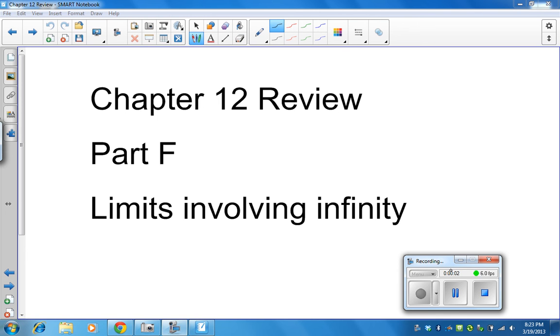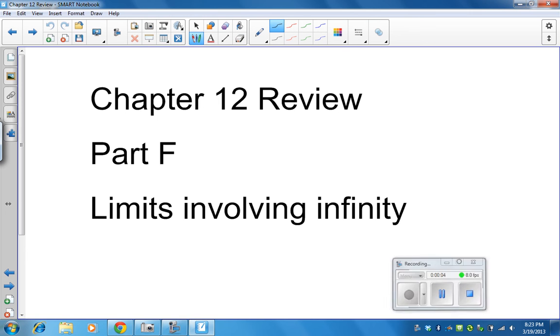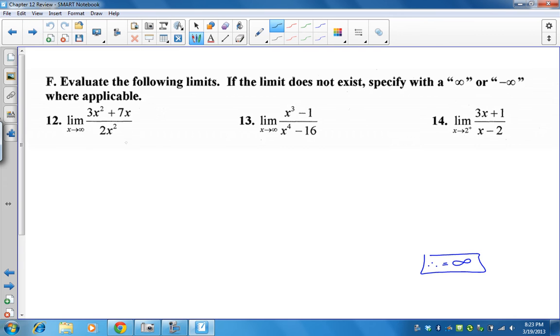Alright, here we are in part F, limits involving infinity. Well, let's get rid of that. Alright, the first couple of problems are the easiest type. If x is approaching infinity, then we get to channel our horizontal asymptote rules. And for horizontal asymptotes, you look at the degree on top and bottom.